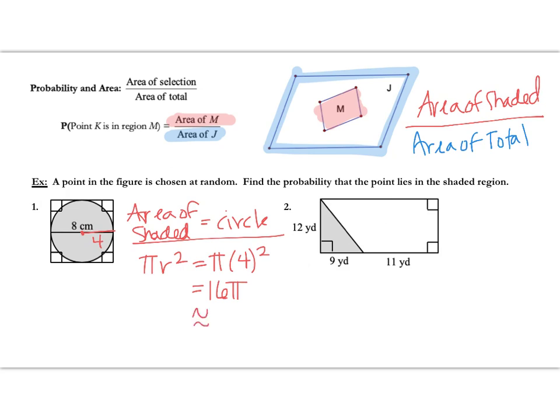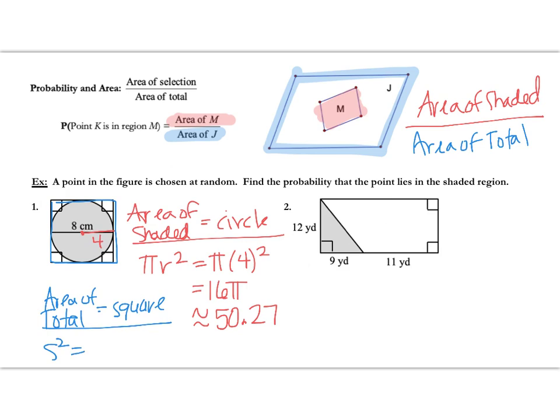And we're always going to change these to decimals for this problem, because I know my final answer is going to also have a decimal in it. So go ahead and change it to a decimal right away on your calculator. This is 50.27. Then the other thing we need to know is the area of the total. The total, what we mean by that is what the outside shape is. So the outside shape is a square. So I need to find the area of that square. That's going to be side squared.